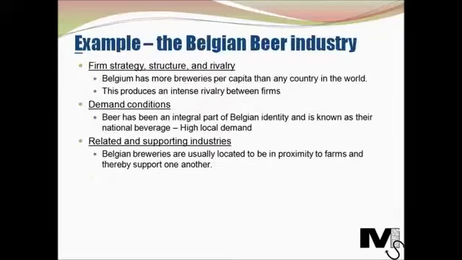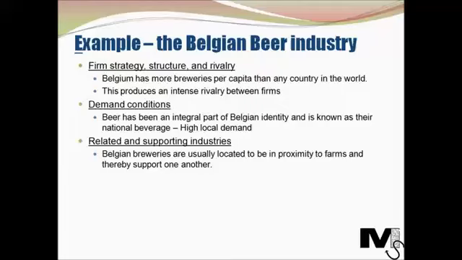Now let's look at an example to try and understand how the factors come into play for a certain type of industry in a certain country. So let's look at the Belgian beer industry. Now, firm strategy, structure, and rivalry. Belgium has more breweries per capita than any country in the world, and this actually produces an intense rivalry between firms to gain a competitive advantage. So there actually exists a very competitive environment in the country because of domestic factors.